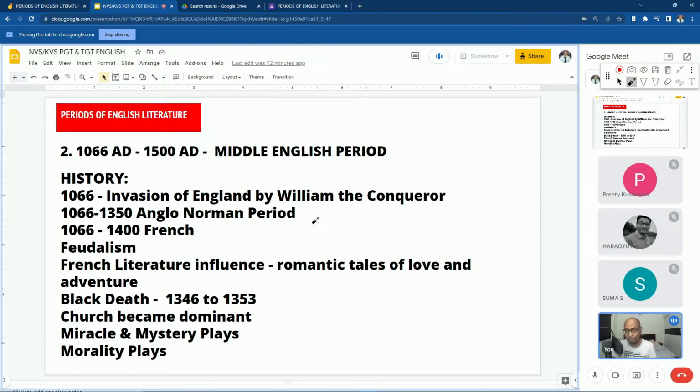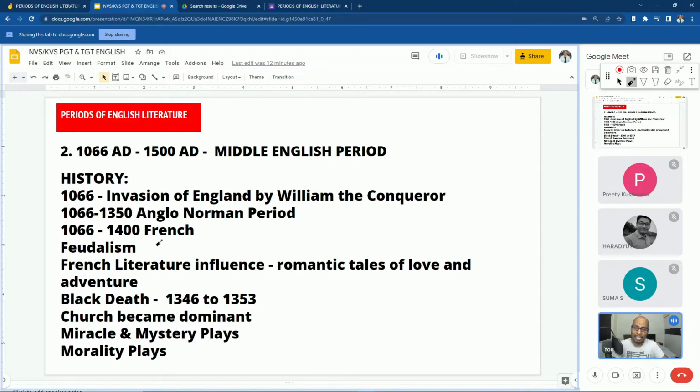In the Middle English period, 1066 to 1350 is known as Anglo-Norman period because William of Normandy conquered England and he ruled. Then 1066 to 1400 is also known as French period. So remember this one, Anglo-Norman period is 1066 to 1350.